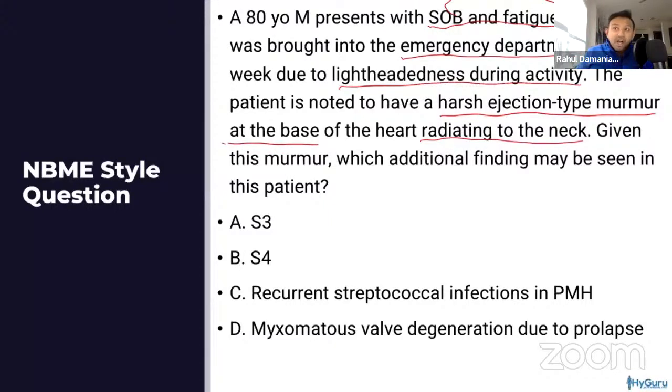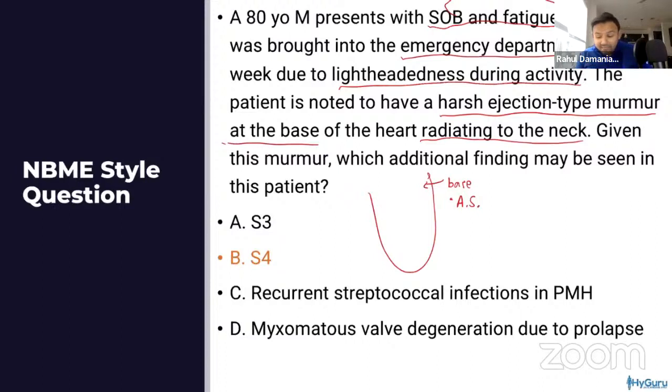All right, we have a couple answers coming into the chat box. If you are saying S4, you're absolutely correct. Now, this patient has syncope, angina, dyspnea, which is very characteristic of aortic stenosis. This harsh ejection type murmur at the base of the heart, remember that the base of the heart is at the top. This is basically going to be the murmur of aortic stenosis.